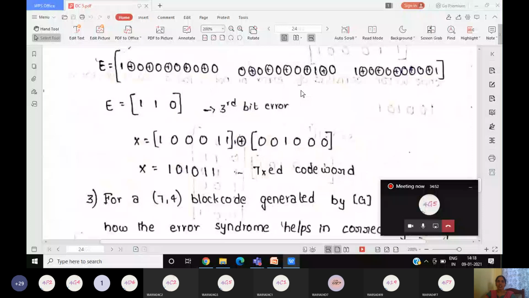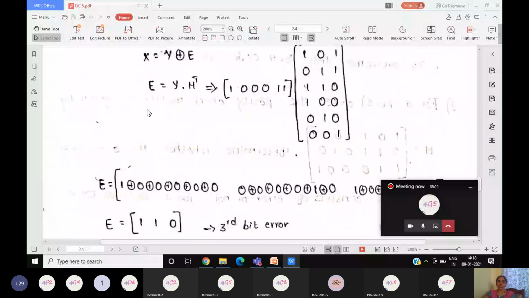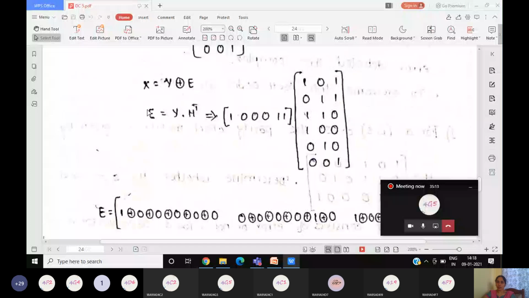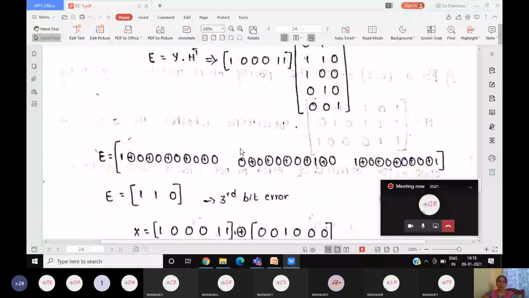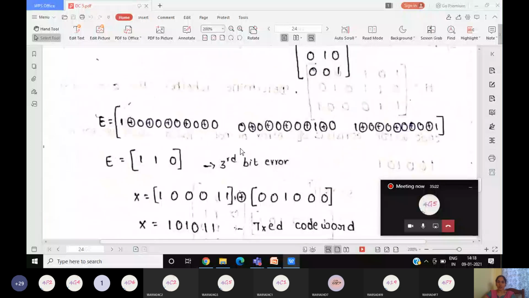So the error will be 001000, because the third location is the error. Based on the syndrome location, we can identify the error position. Here the third location is the error, so you write 001 from the MSB, and all the others are zeros.